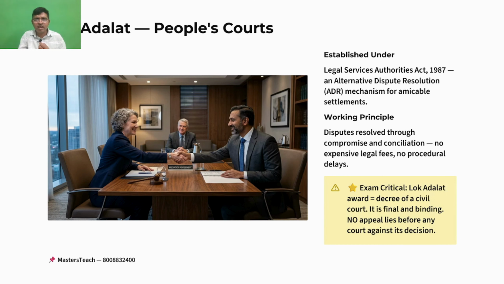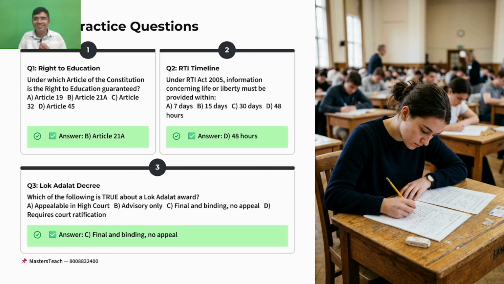Legal Services Authority Act 1987. Okay, and it is an alternative dispute resolution, ADR, through compromise and resolution. So Lok Adalat's decree is that of a civil court. It is final and binding. Once you go to the Lok Adalat, it is final, so you cannot appeal before any court against its decision. That is the thing you have to remember. This is about the Lok Adalat. Okay, I hope you are taking the notes.